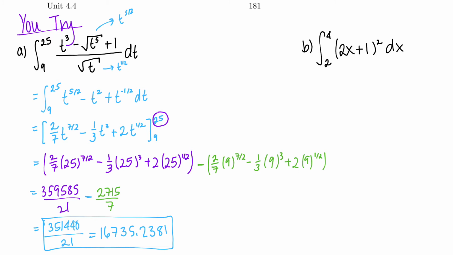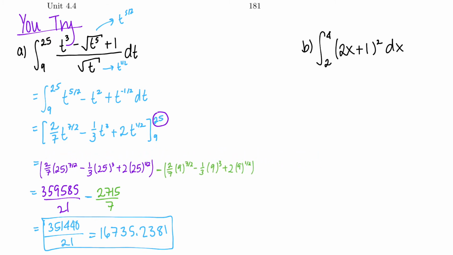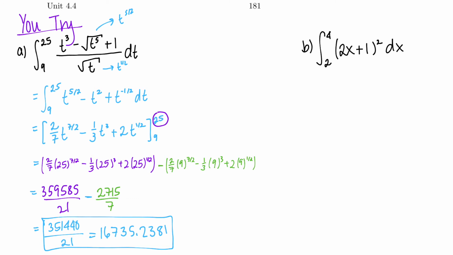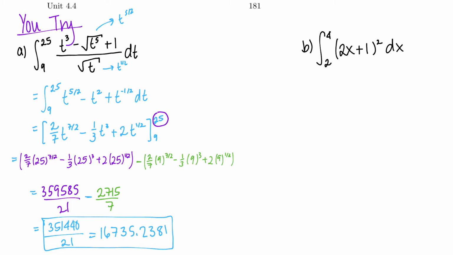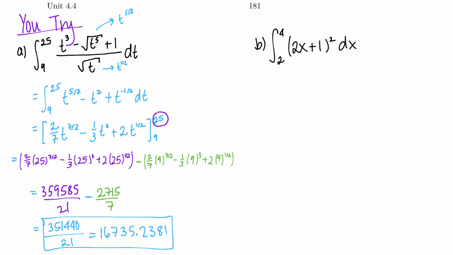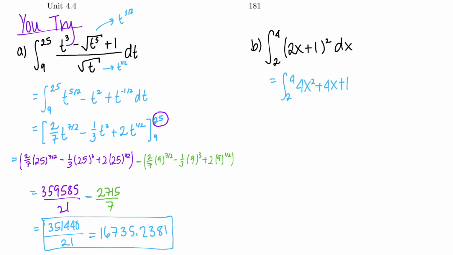Was that what you were getting on that one? I'm going to make this a little smaller so I have room for the other problem. Awesome. Excellent. Yeah, so that one's just a kind of a gross one when you plug it in. For this next one, you're going to have to FOIL this one first. So if you FOIL this out, you'll get 4x squared plus 4x plus 1 dx.